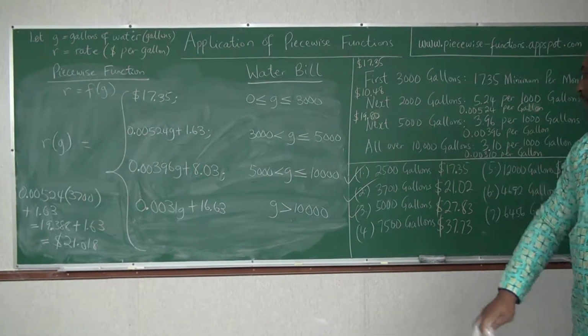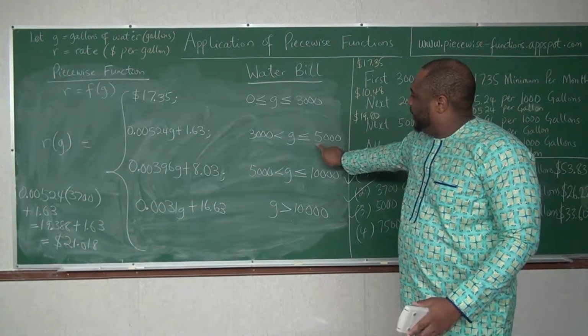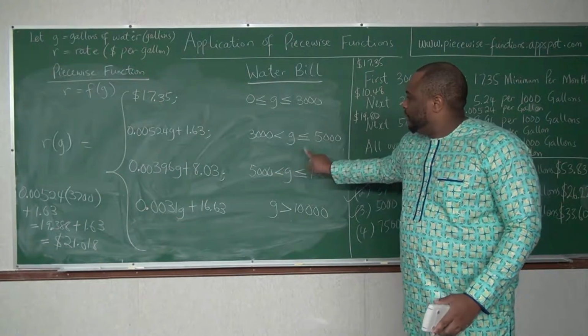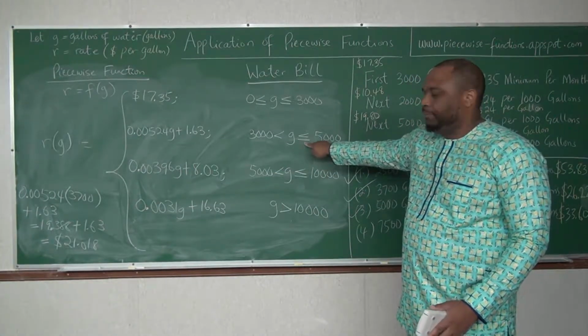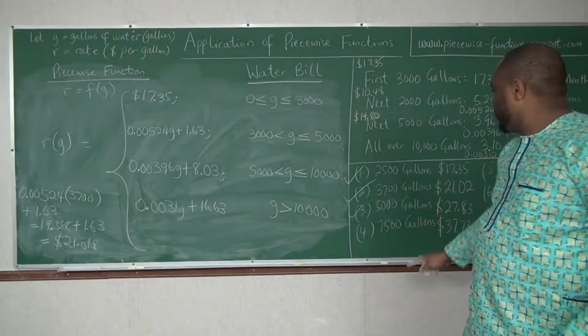For 5,000 gallons, we've checked it already. It's going to be here. Remember, you don't use the other piece for 5,000. No, you use this one, because the equal to is included. So we've checked it already.